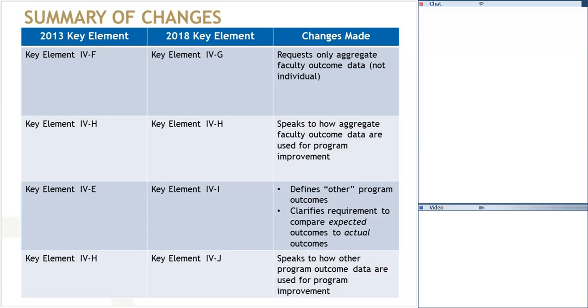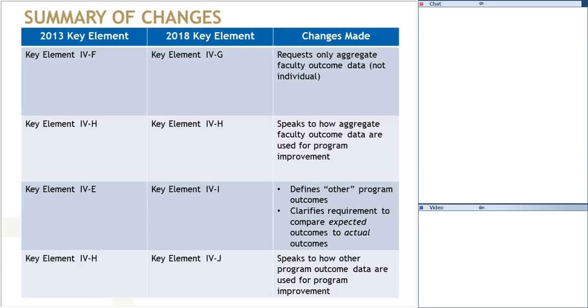4F is now 4G. And the old 4F talked about individual faculty outcomes. This has been restructured so that individual is gone, because the real focus of this key element is to look at aggregate faculty outcome. How, as a group, are your faculty doing in terms of achieving the outcomes that you've set for them?